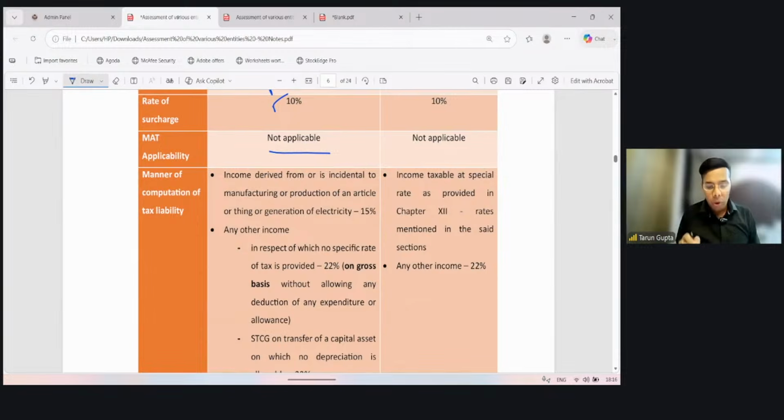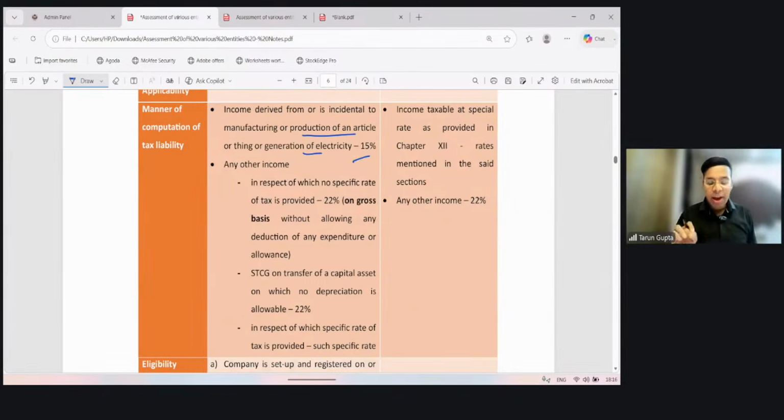Income derived from or incidental to manufacturing or production of an article or thing or generation of electricity. So if you're deriving income from these operations, from manufacturing or from electricity generation, as the case may be, then such income is taxable at the rate of 15%. But if you have any other income on which no special rate is given, then that other income is taxable on a gross basis at the rate of 22%, of course, increased by surcharge of 10% and cess of 4%.